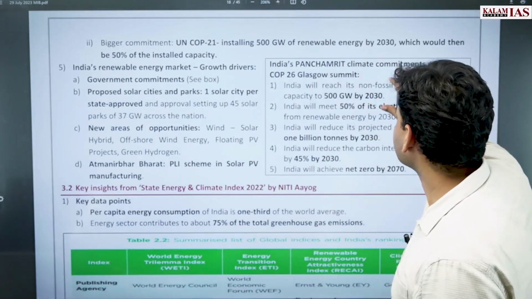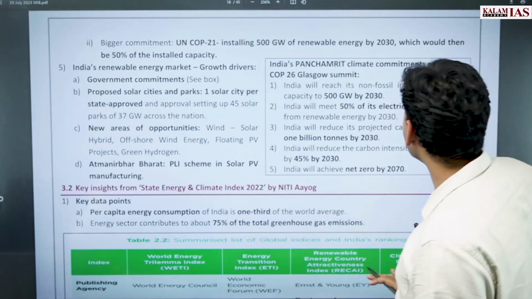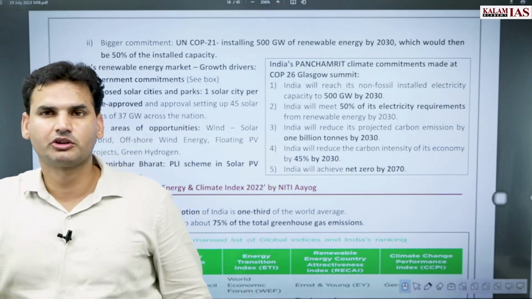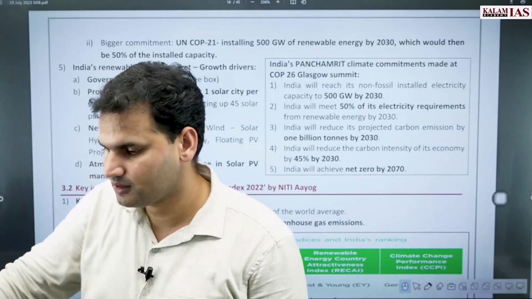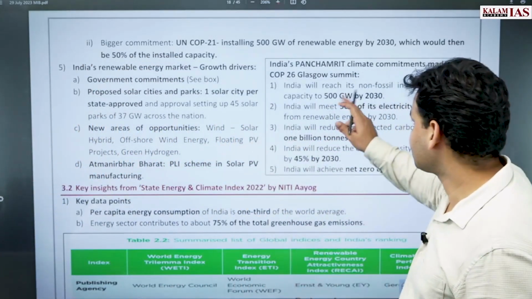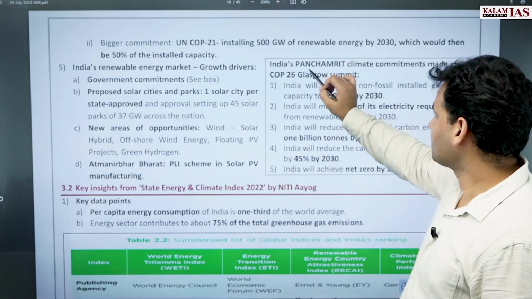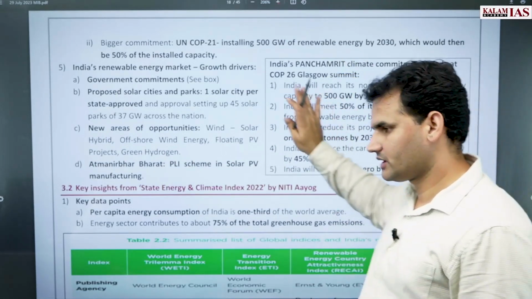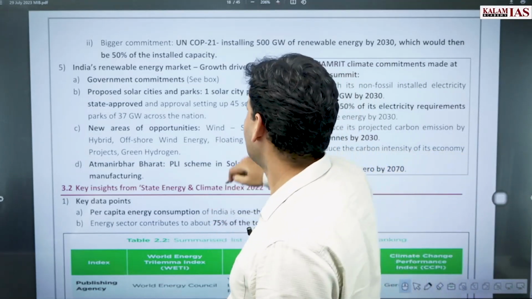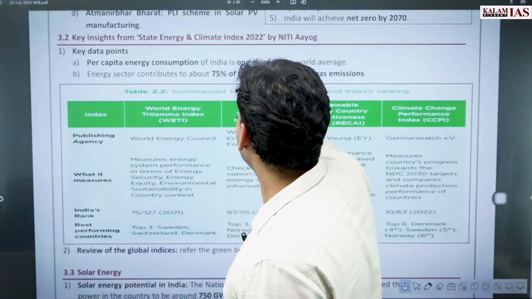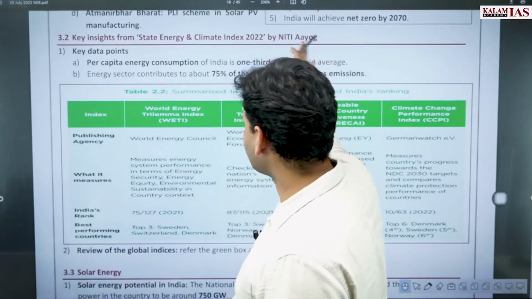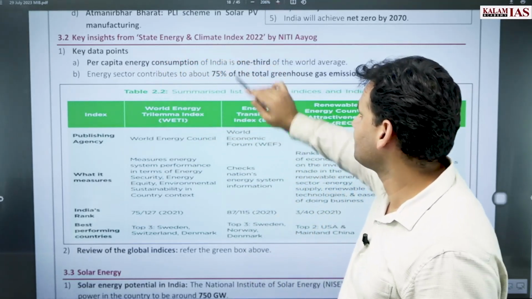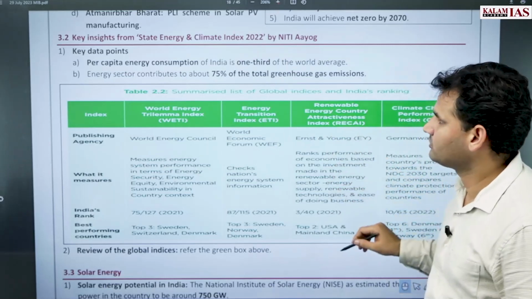So India has Panchamrit climate commitments made at COP26. The recent COP was COP27 at Sharm el Sheikh, Egypt, everyone must have read about it. But COP26 was very significant because India made certain commitments, which we have already seen. Then there was a report by Niti Aayog about the State Energy and Climate Index 2022.